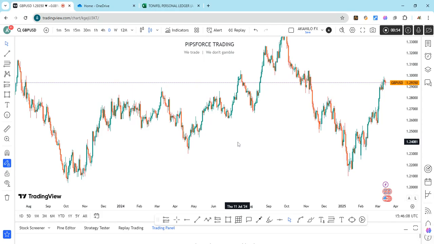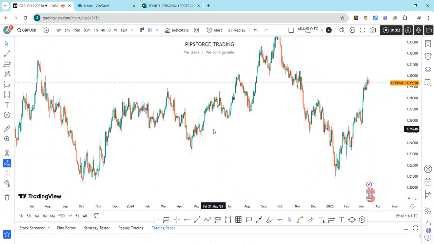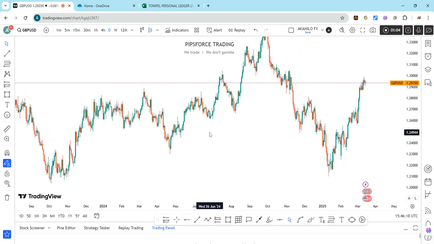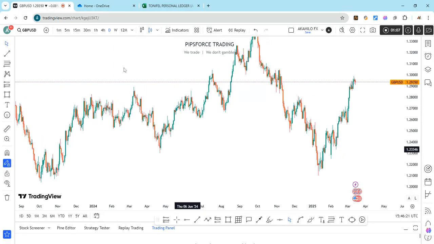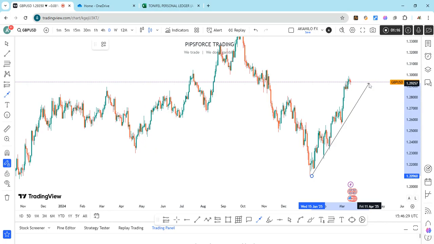So in this GBPUSD, as you all know, or some of you know, I trade GBPUSD and gold, right? So let's analyze GBPUSD. As you can see, this is the daily time frame, and currently we are in an uptrend. From here to up here, we are literally in an uptrend.